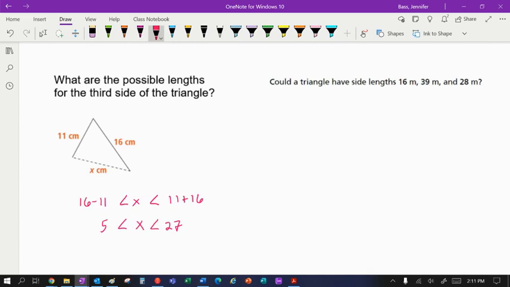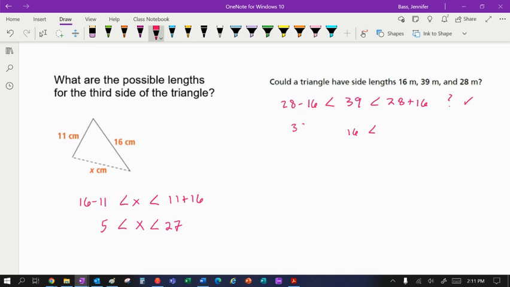So for this next one, when they ask you if this could be a triangle, well, the idea is every side is in between the difference and the sum of the other two. So could I do 28 minus 16, put 39 in the middle, and then 28 plus 16. Is this a true statement? Right? So 39 is definitely bigger than 28 minus 16, and it is definitely smaller than 28 plus 16. So that works. Okay, what if I put 16 in the middle?